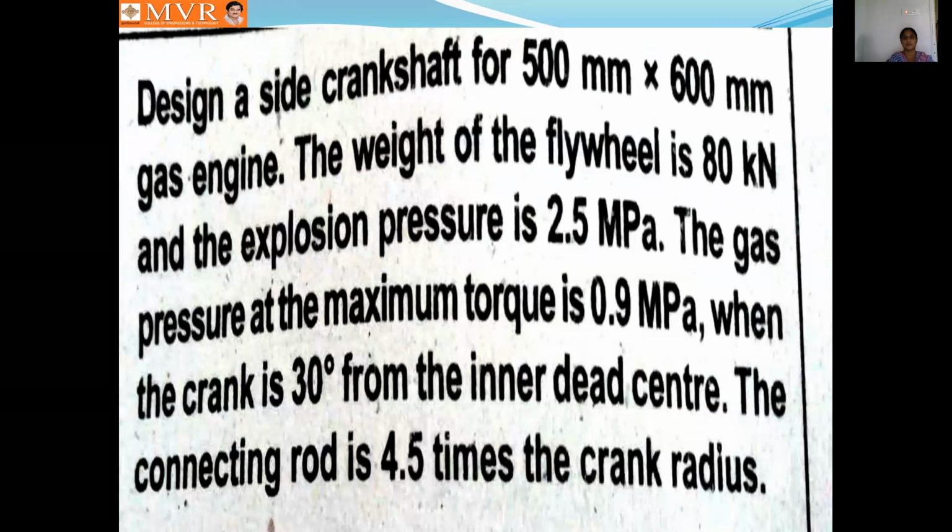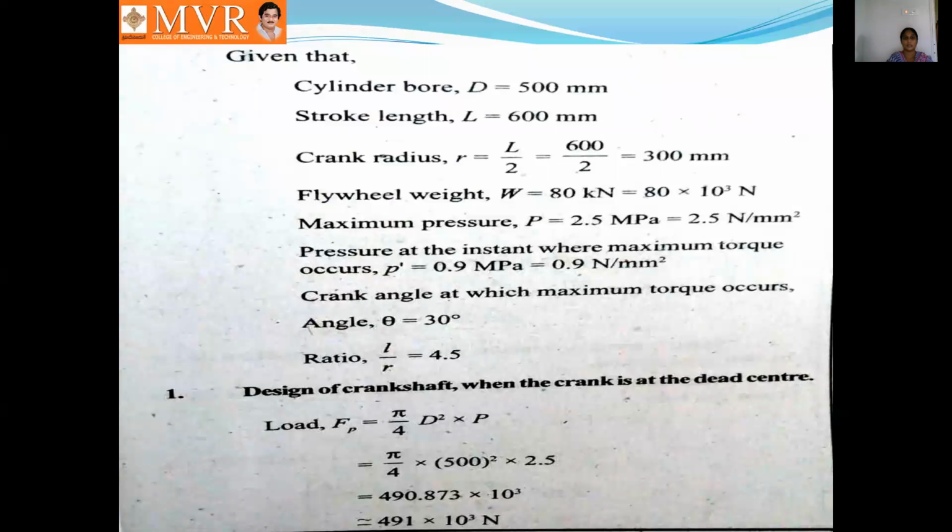Design a side crankshaft for a 500 mm into 600 mm gas engine. The weight of the flywheel is 80 kilonewton and the explosion pressure is 2.5 megapascal. The gas pressure at the maximum torque is 0.9 megapascal when the crank is 30 degrees from the inlet center. The connecting rod is 4.5 times the crank radius.